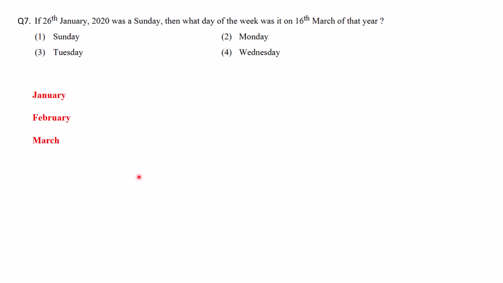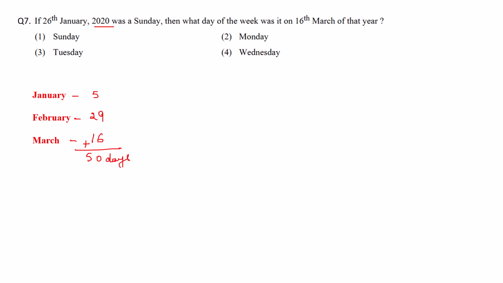So let's write it. So January after 26, we know January is having 31 days. So after 26, if you count, 5 more days are left. Then February. Now you can see 2020 is a leap year. So February will have 29 days. So February is having 29 days. And then March till 16th March you have to find. So March 16 days you have to take. And when you add it, you will get 50 days, isn't it?